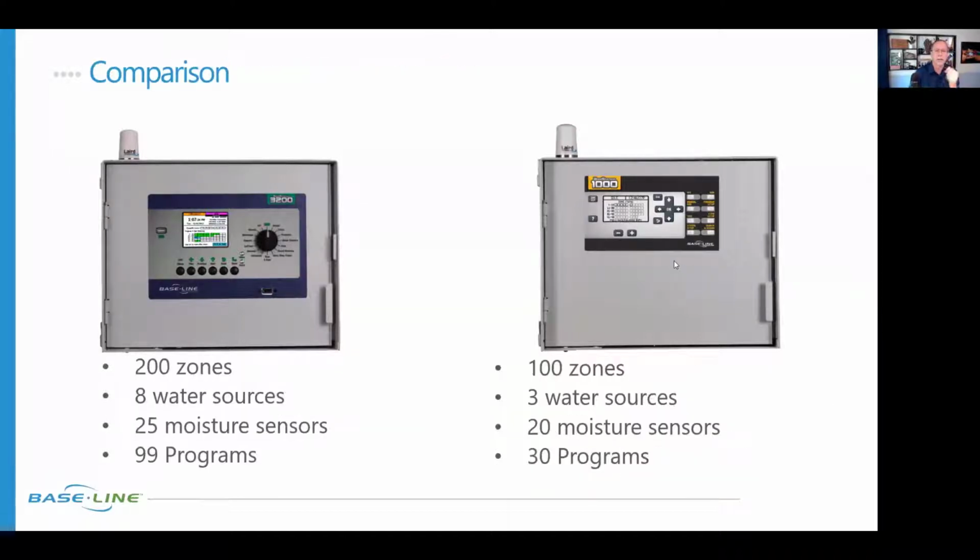Let's kind of compare them side by side, just a surface comparison. So Basestation 3200 can handle up to 200 zones, where the Basestation 1000 can handle up to 100 zones. There are up to 8 water sources with the Basestation 3200, but only 3 water sources on the 1000. Soil moisture sensors, we have a few more on the Basestation 3200 and a few less on the 1000, and up to 99 programs on the 3200 and 30 programs on the 1000.